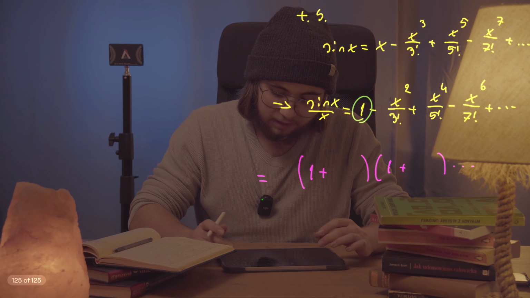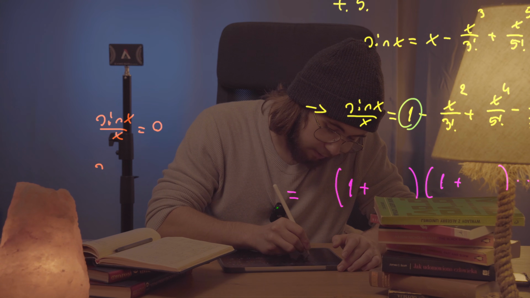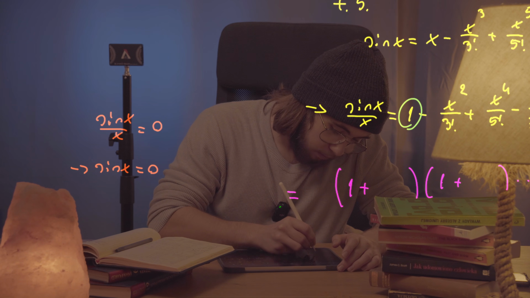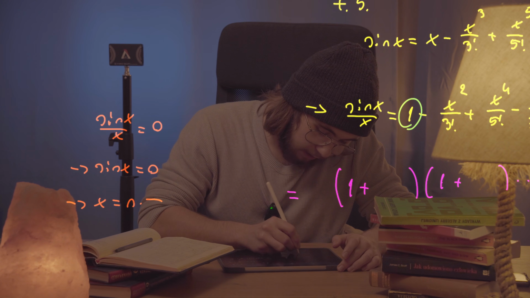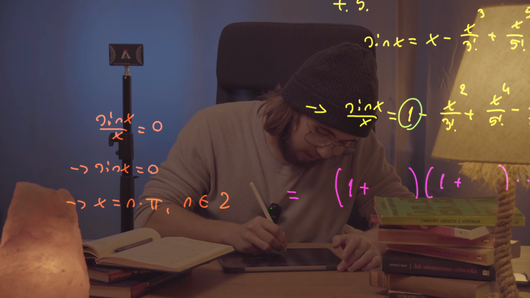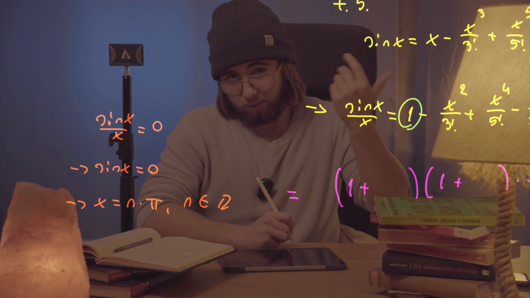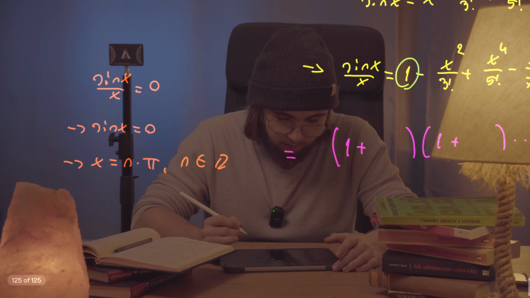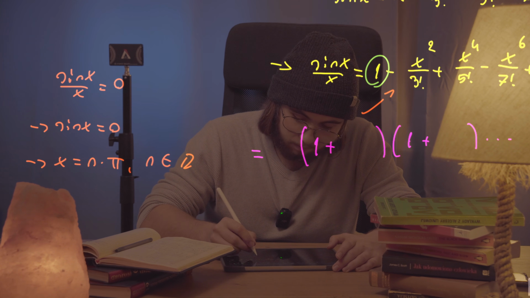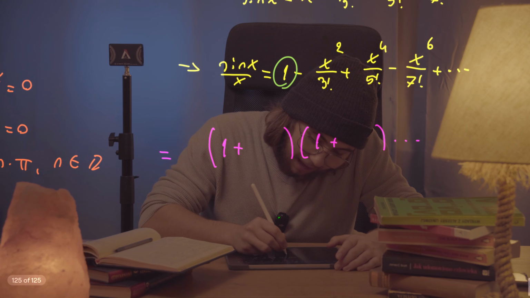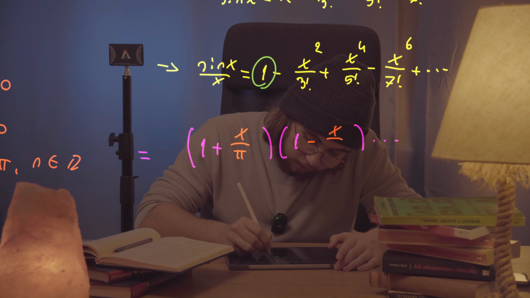When is sine x over x equal to 0? Sine x over x is equal to 0 whenever sine x is equal to 0. But sine x is equal to 0 whenever x is equal to n multiplied by pi, where n is an integer. It doesn't have to be a positive integer, it just has to be any integer. That's nice, because that means that we can factor this with the roots like x divided by pi and negative x divided by pi.